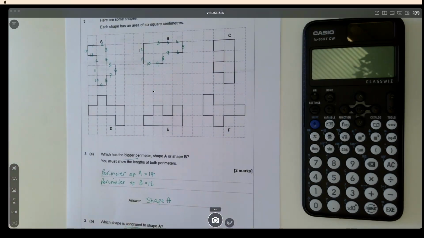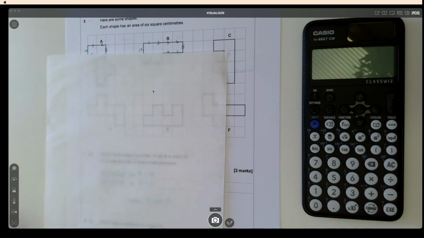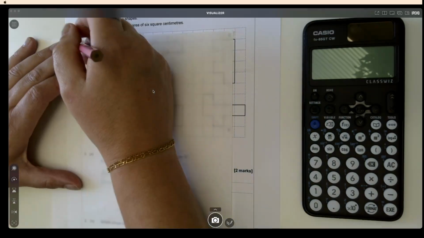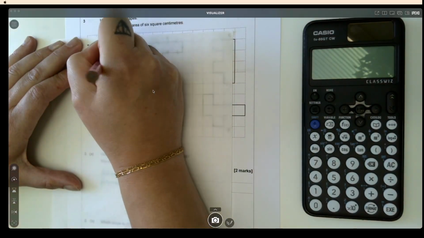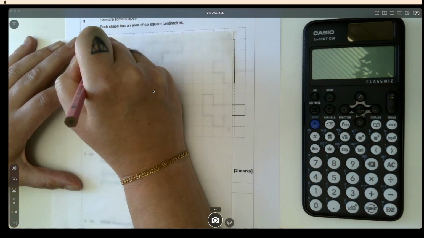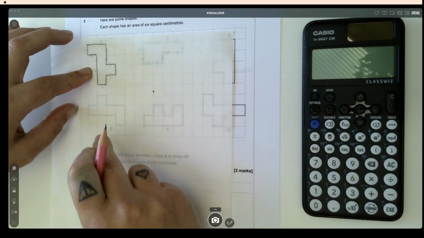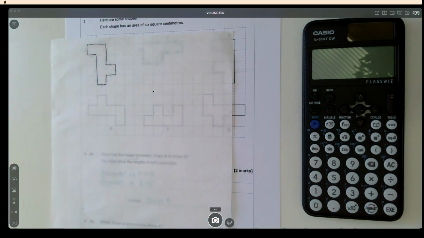The best way to do this is using tracing paper. You're allowed tracing paper in your exams, so when you go into your mock exams and things in the future, if you don't have it on your exam desk, then ask for it. So what I'm going to do is trace round shape A, and then I'm going to use this as a template and pop it on the other shapes to see if it's the same shape or not.